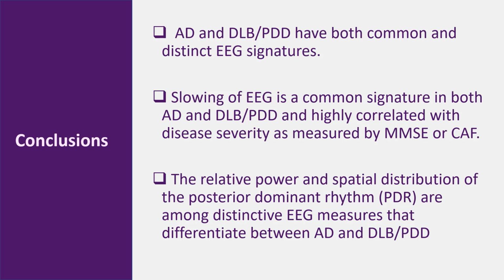Alzheimer's disease and Lewy body disease have both common and distinct EEG signatures. Slowing of EEG is a common signature in both Alzheimer's disease and Lewy body dementia. The relative power and spatial distribution of the posterior dominant rhythm are among distinct EEG measures that differentiate between Alzheimer's disease and Lewy body disease.